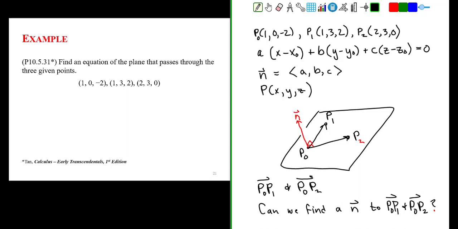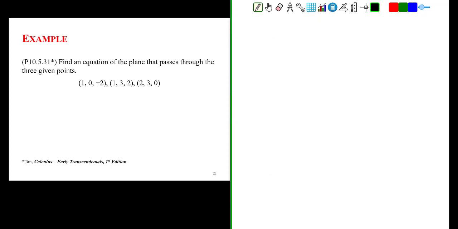If you said take the cross product between those 2 vectors, you would be exactly right. Let's take a cross product between those 2 vectors to find a normal vector. Because remember, the cross product between 2 vectors is a vector that is orthogonal, perpendicular, normal to the 2 vectors in which you take the cross product of. So if we take the cross product between the vector from point 0 to point 1 and the vector from point 0 to point 2, we will get a vector normal to the plane.